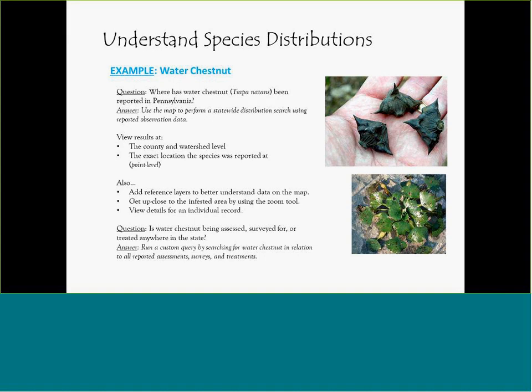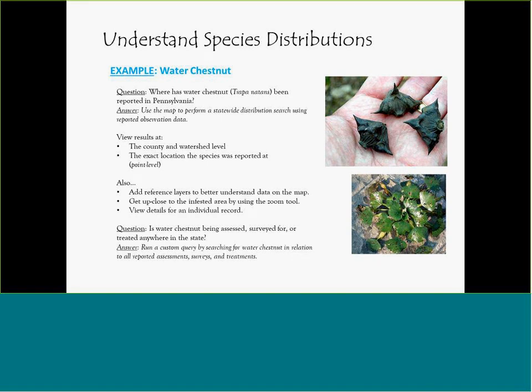Looking at the data from that watershed perspective is actually really helpful and very, very important. But you can look at information as far as where something is specifically being found by looking at a point or a dot on the map, and so that also is available. Also, when you're looking at data on the map, you can add reference layers to better understand the information you're looking at, and I will show you some examples of that. Also, you can get up close to the infested area by using our zoom tool, and then you can click on that record and actually open it up right from the map and look at the details in that individual record.